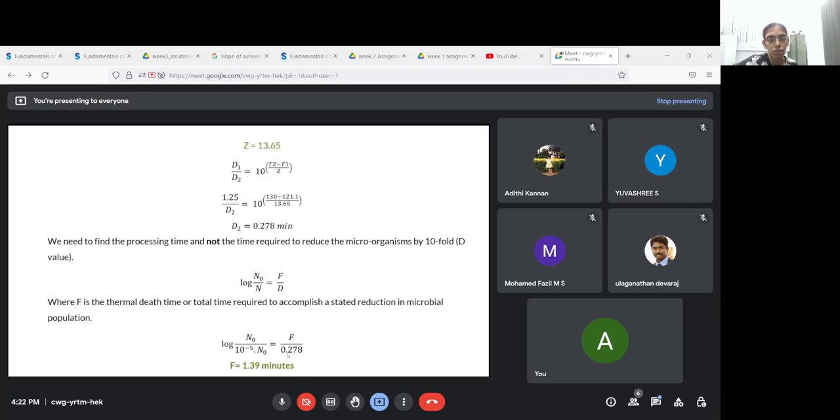So this is the processing time, that is, it takes 1.39 minutes at 130 degrees Celsius for the entire process to be completed such that 99.999% of your bacteria gets killed. So the correct answer to this question is option A.